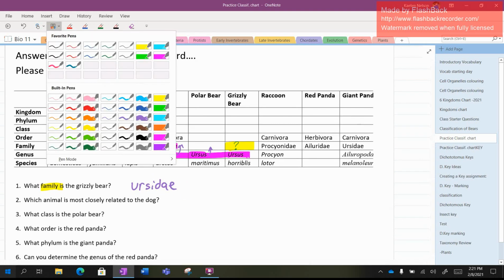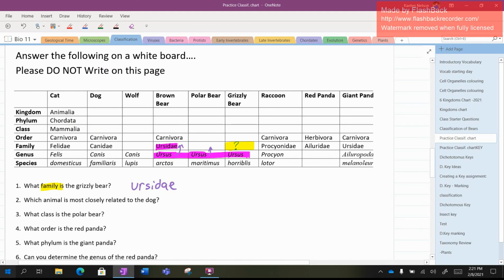The next one, which animal is most closely related to the dog? If I go down here, I can see that my dog and the wolf are both genus Canidae. So the answer will be wolf. And the reason is that they are in the same genus.